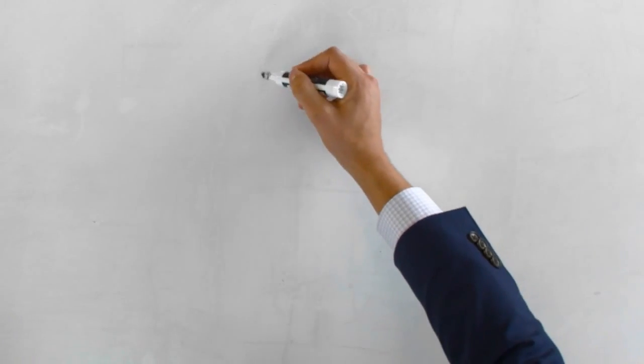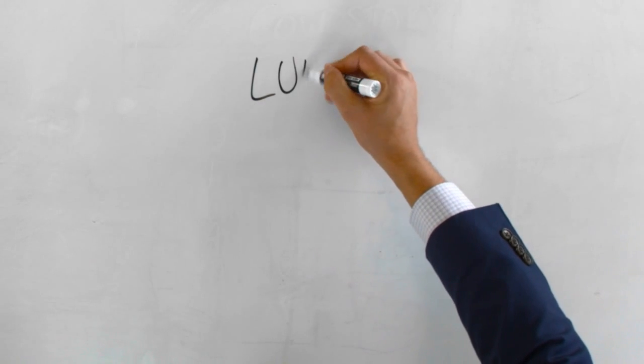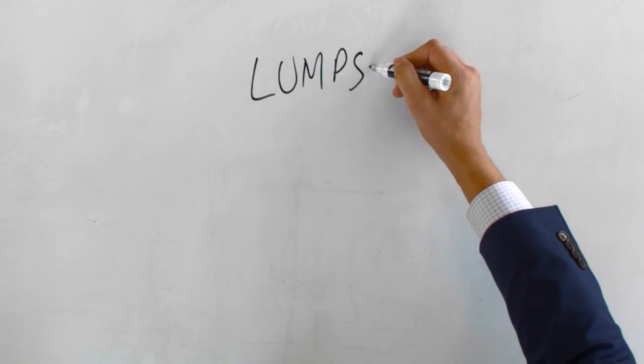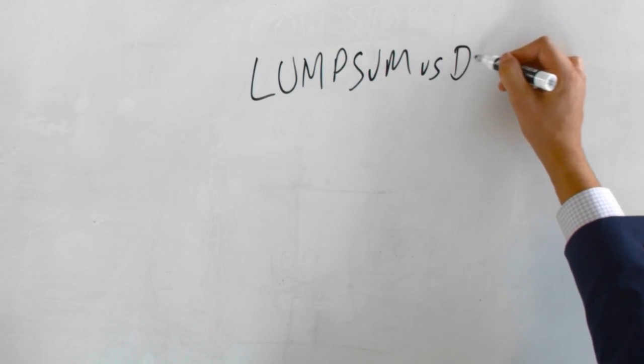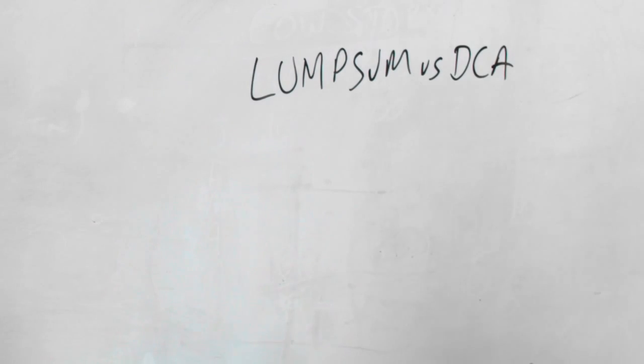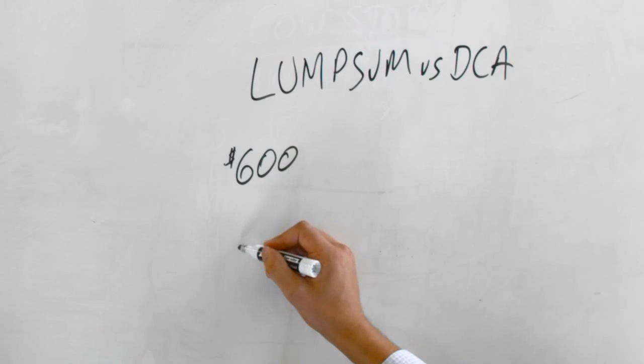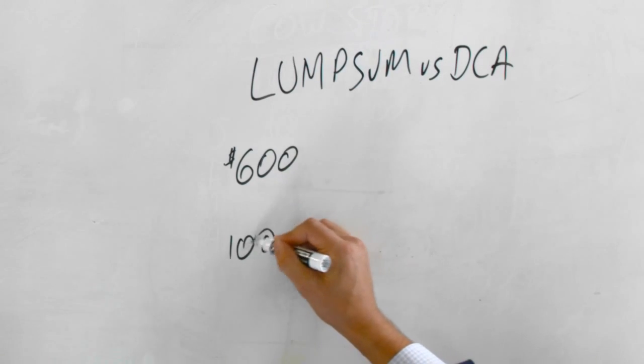Okay. So I think what we're talking about then is lump sum versus dollar cost averaging, or investing over time. Let me make it easy for myself. Let's say we have a $600 lump sum investment that we could use. Let's invest dollar cost average, let's say $100 a month over 6 months.